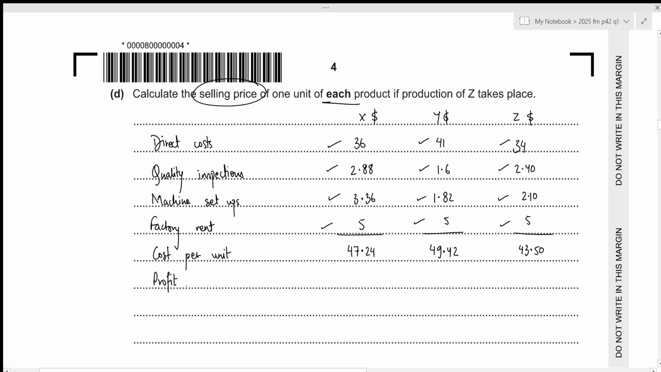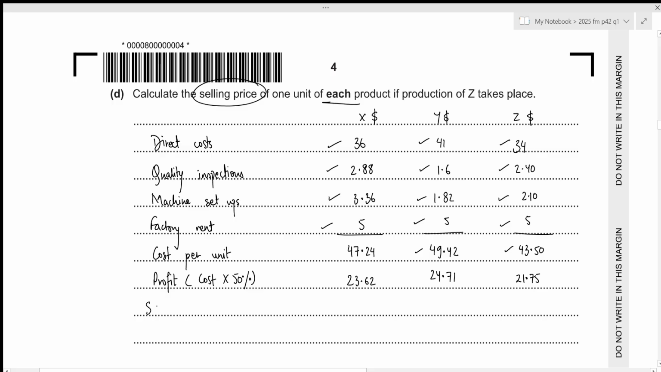The markup given in this case was 50%, so this will just be the cost per unit times 50%. For X, that will be 47.24 times 50%, which results in 23.62. For Y, that will be 49.42 times 50%, which results in 24.71. For Z, it will be 43.50 times 50%, which results in 21.75.